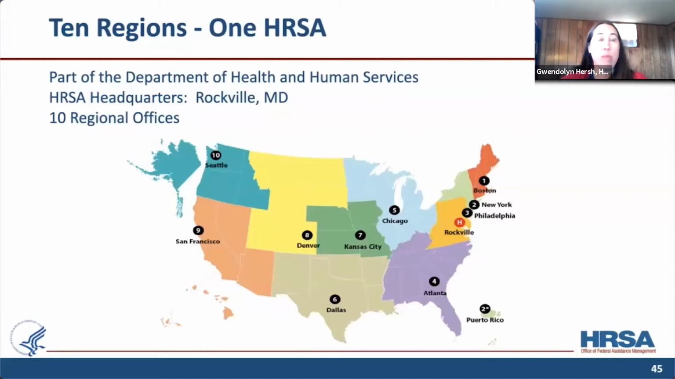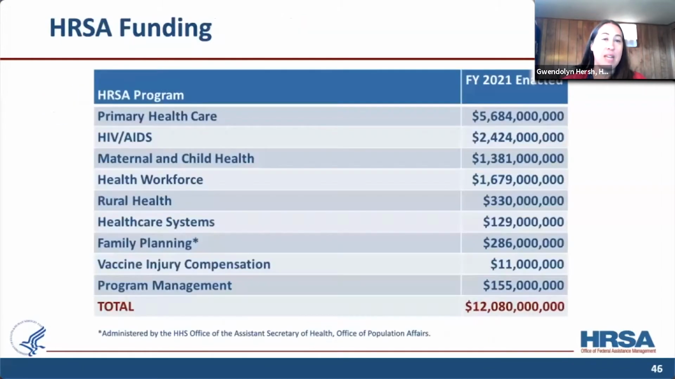So now that we know a bit about where we're located, let's move on to HRSA's funding. Next slide. This slide simply shows a breakdown of our enacted $12.1 billion HRSA budget for fiscal year 21. So as you can see, this is the amount provided across the United States for all of our focus areas, the largest of which goes to primary health care. Next slide.